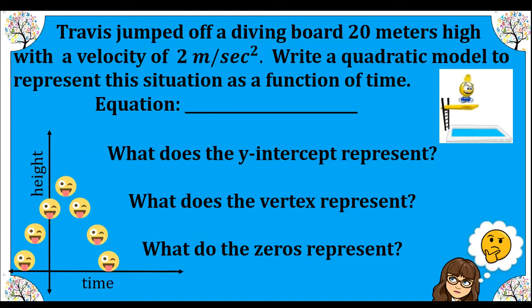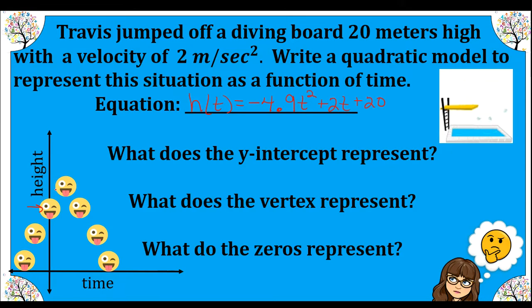In our fourth example, it says Travis jumped off a diving board 20 meters high with a velocity of 2 meters per second squared. We're talking about meters, so we're going to use negative 4.9. Our velocity is 2, and our y-intercept is 20. The y-intercept is where we start before we jump off the diving board, so we're 20 feet up.